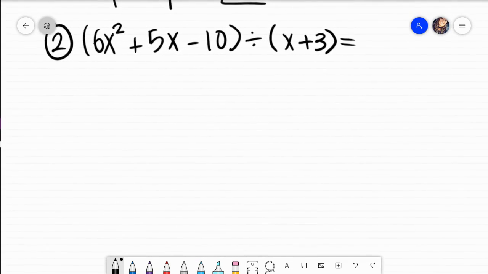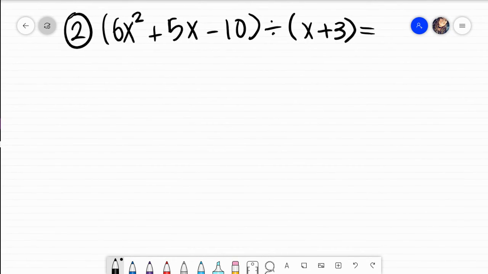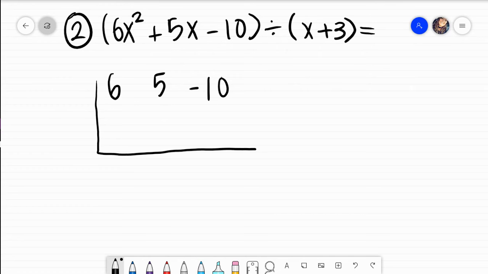Okay, so now let's do this second problem. We're going to set it up the same way. We're going to pull our coefficients, being sure to be mindful of signs. I'm going to draw what's kind of like an elongated L-shape, a portion of a rectangle. I've got my square here. Your square will always go under your last term.